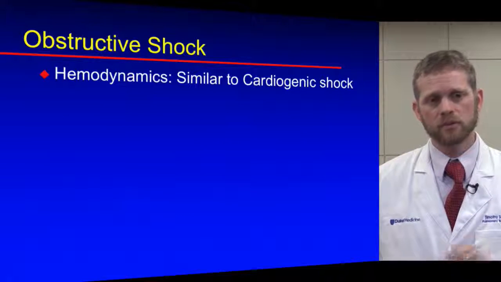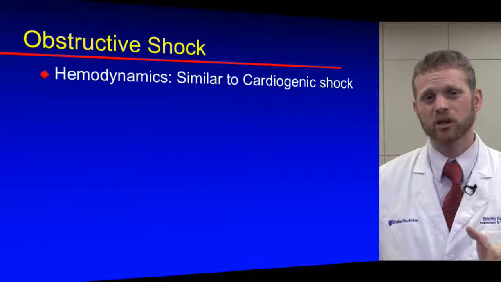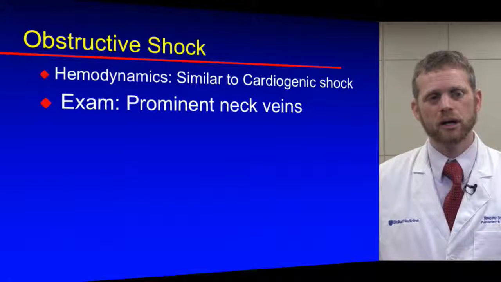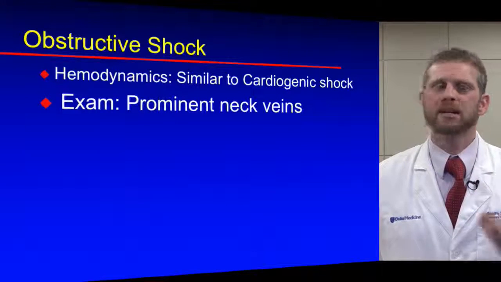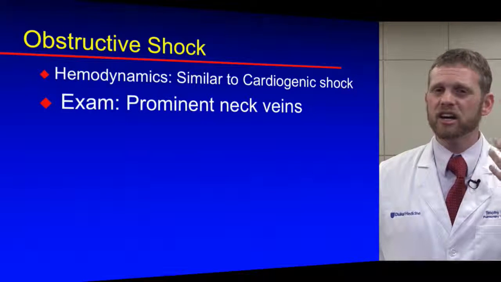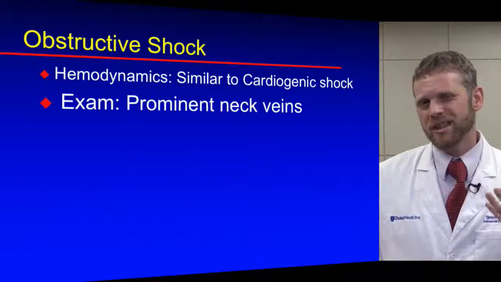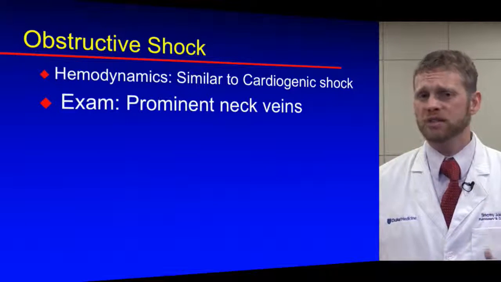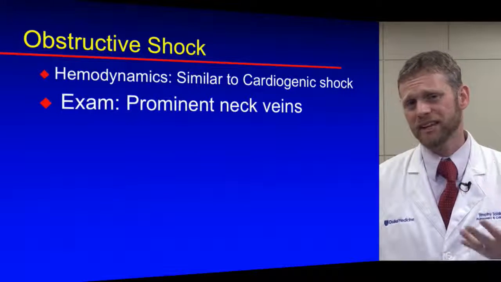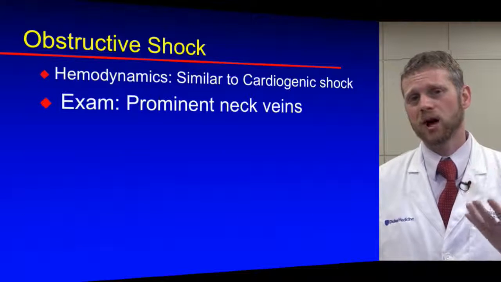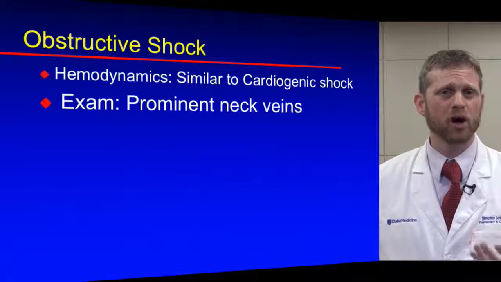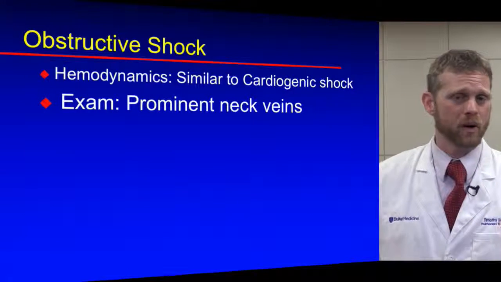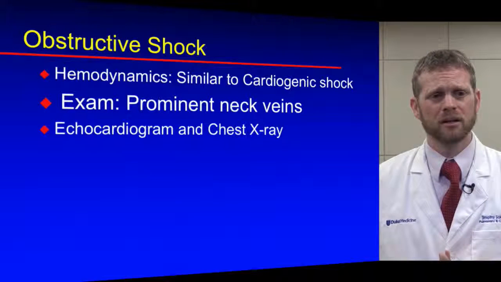Obstructive shock, so you're going to have hemodynamics very similar to cardiogenic shock, except if you see very prominent, very engorged, distended neck veins, that's a person you want to really be thinking about obstructive shock. Kussmaul sign, so if you see distension of neck veins with deep inspiration, that is a worrisome feature for pericardial tamponade. That's someone who you might want to get a pulsus paradoxus on.